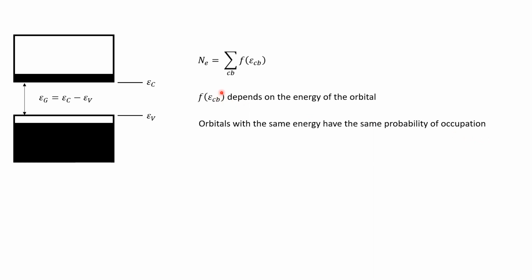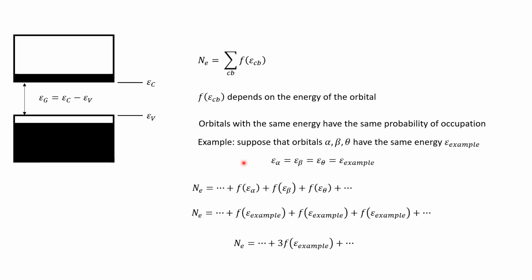So instead of adding the contributions of all orbitals, orbital by orbital, we could instead group all orbitals with the same energy, in other words, all orbitals with the same probability of occupation, and obtain the contribution of these orbitals with the same energy to this sum in one stroke. Now let me show you this idea using an example.